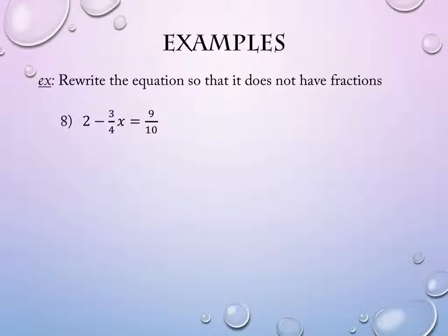So we have 2 minus 3 over 4x equals 9 over 10. Now, if you were to do this problem and you were to try to combine the fractions in some sort of way, you'd have to get common denominators, right? We've talked about that before, right? Adding and subtracting fractions, you would need common denominators. So there's 2 ways that we've talked about getting common denominators. One is the least common denominator.